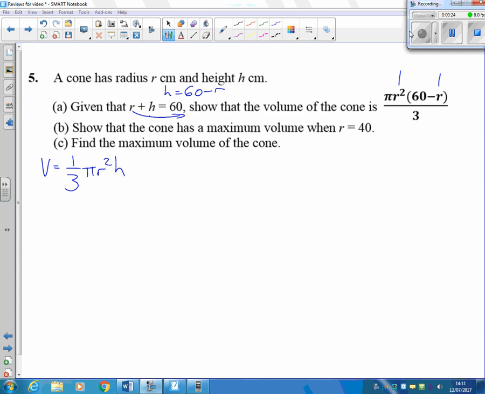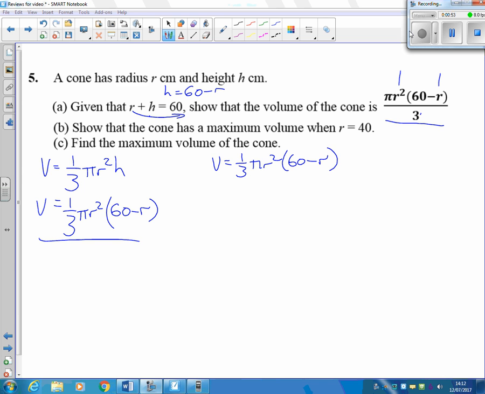Just taking away the r from both sides there. So I've got 1/3 pi r squared and 60 take away r there. And really, isn't that exactly what we've just been asked to show? That and that are both the same thing. There's just a 3 on the bottom rather than a 1/3 outside. So if that is the volume, V equals 1/3 pi r squared, 60 take away r.